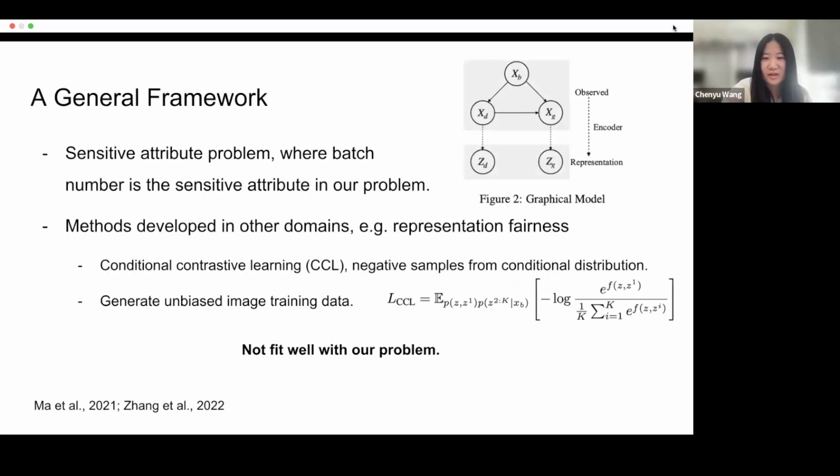And furthermore, the problem I described previously can also be viewed in a general framework as a sensitive attribute problem, where the batch number is the sensitive attribute. For this kind of problem, there are some methods developed in other domains, for example, to improve representation fairness. There are some previous papers trying to deal with this. The first one is a conditional contrastive learning method. Oh, I see a raised hand.